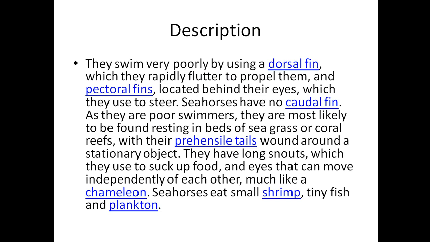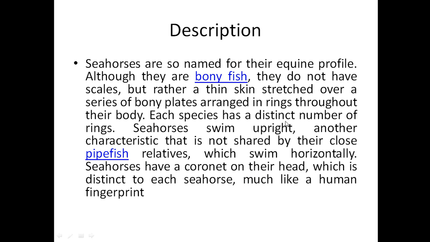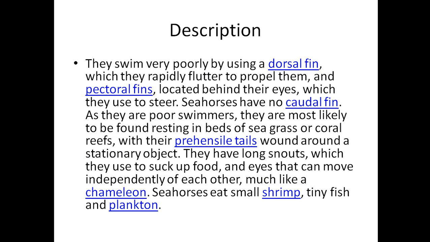They swim very poorly because they have to swim upright and they have to use only the dorsal fin to flutter or propel them. And pectoral fins located just behind their eyes are used for steering. See here, only this dorsal fin is used, and the pectoral fin is used for steering, and seahorses have no caudal fin.